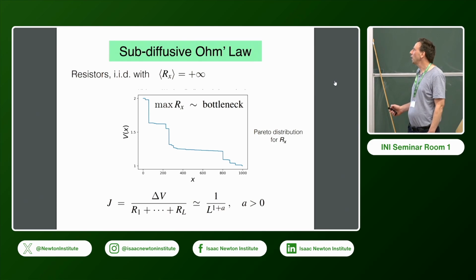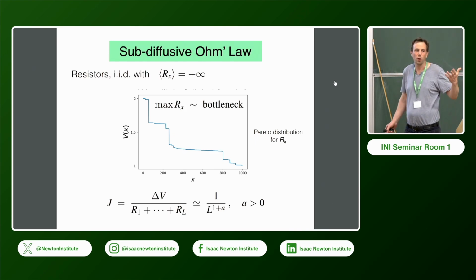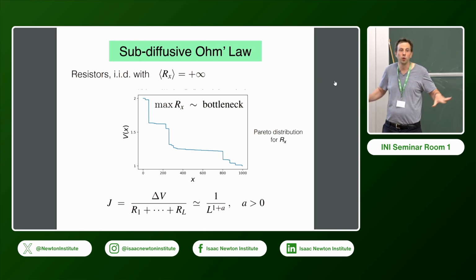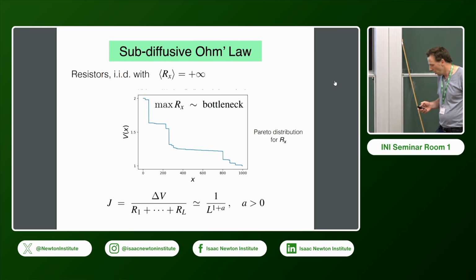And the physical phenomenology is pretty simple. You see, if you look at the potential, it drops kind of abruptly in a few places. And those places correspond to the atypical, the largest values of the resistance, where the potential drops all of a sudden, right? And I insist here that this is quite 1D phenomenology, right? Because if you were in 2D, it wouldn't work, because then the current could go around the obstacles, right? So it's specific to 1D systems.